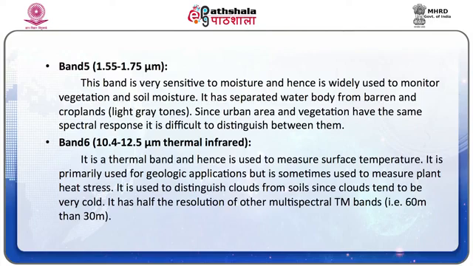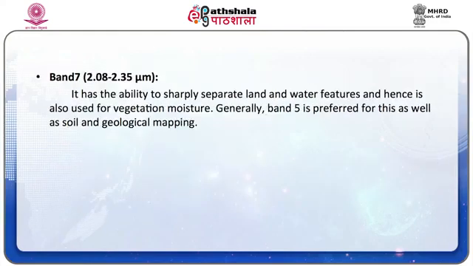Band 7, which has a range of 2.08 to 2.35 micrometer, has the ability to sharply separate land and water features and hence is also used for vegetation moisture. Generally, band 5 is preferred for this as well as soil and geological mapping.